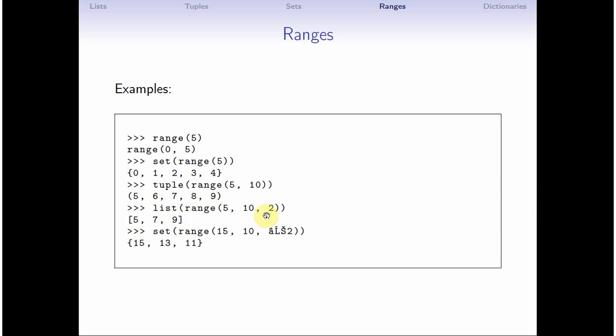If you want to jump by 2, this is what we have: 5, 7, 9. So this is what happened.